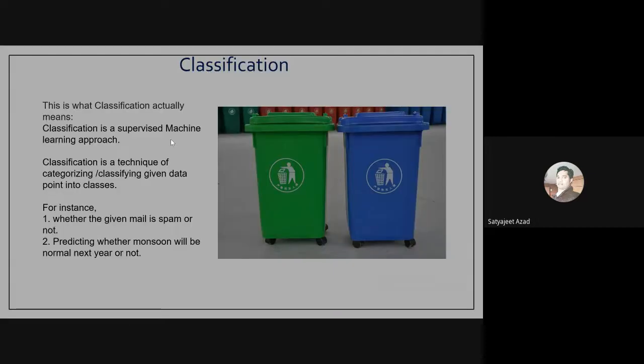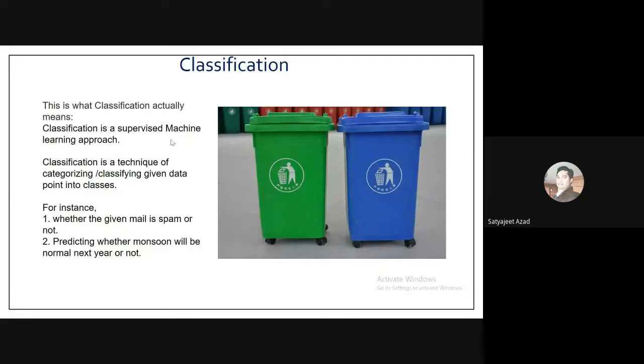Before building this logistic regression, let me define it. What is classification basically? Classification is a supervised learning approach. Classification techniques try to categorize or classify given data points into classes. This is very important. For example, if you take the example of a loan defaulter and non-defaulter, this could be the two class labels, whether a person is going to default or not. This could be divided into two class labels.